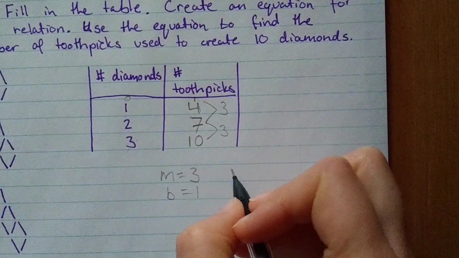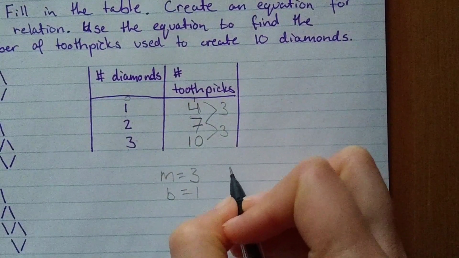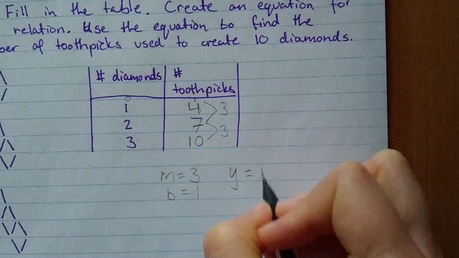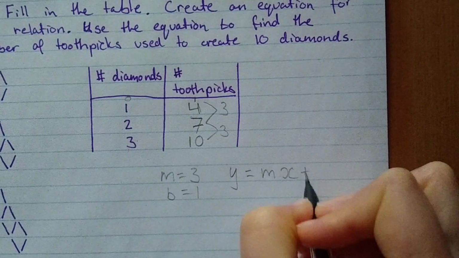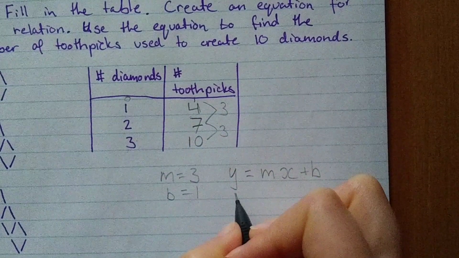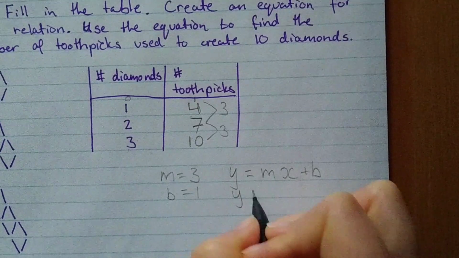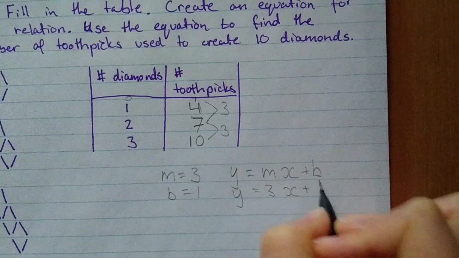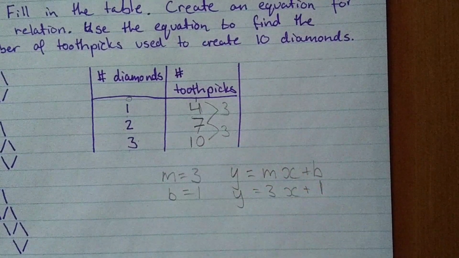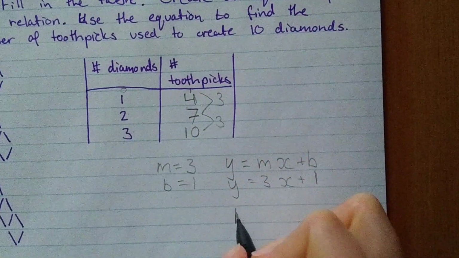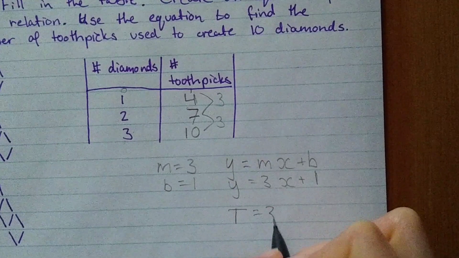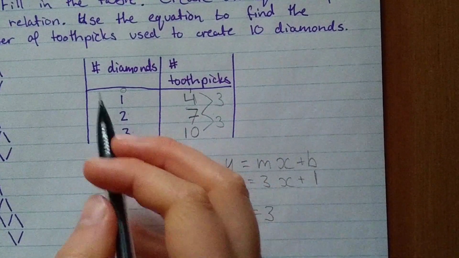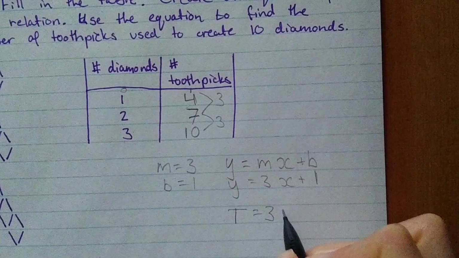So our equation can be y equals mx plus b, where y equals 3x plus 1. And because your y values are toothpicks, you could even write t equals 3d plus 1, with t for toothpicks and d for diamonds.